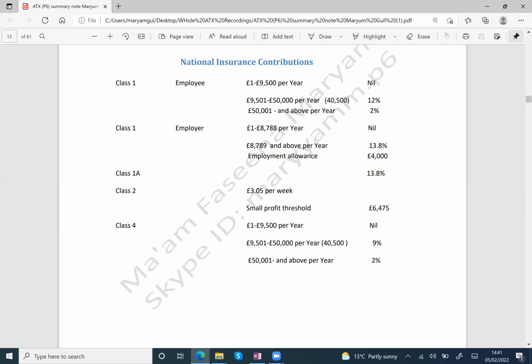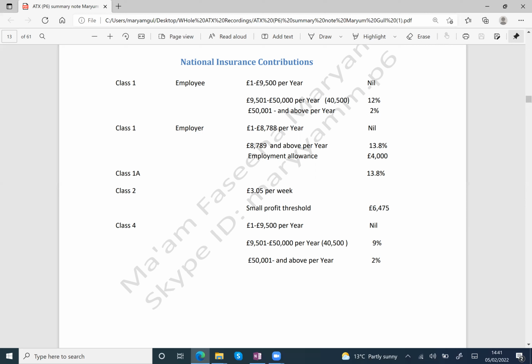If the employee is receiving salary, bonus, excess mileage allowance, or cash benefits of 9,501 to 50,000 pounds, then 12% is the rate. And what is the difference of this band? 40,500. And if the employee is receiving salary, bonus, excess mileage allowance of more than 50,000, so 50,001 to infinite, the rate will be 2%.